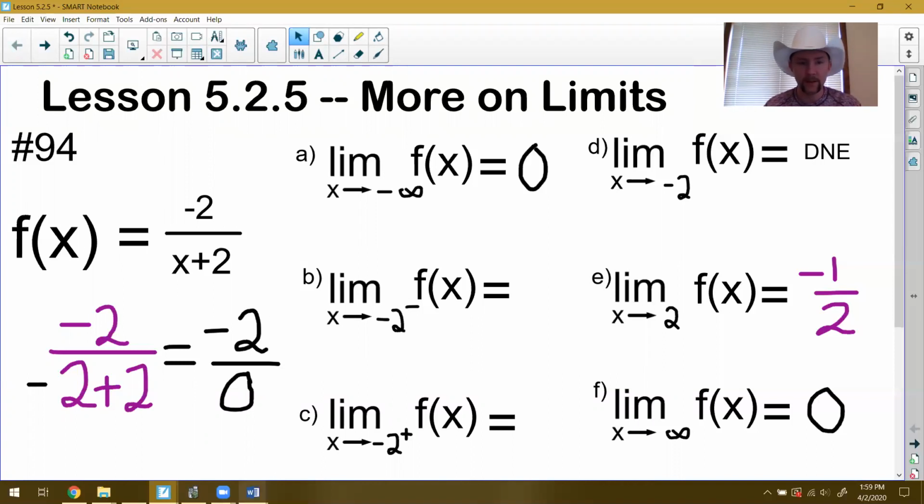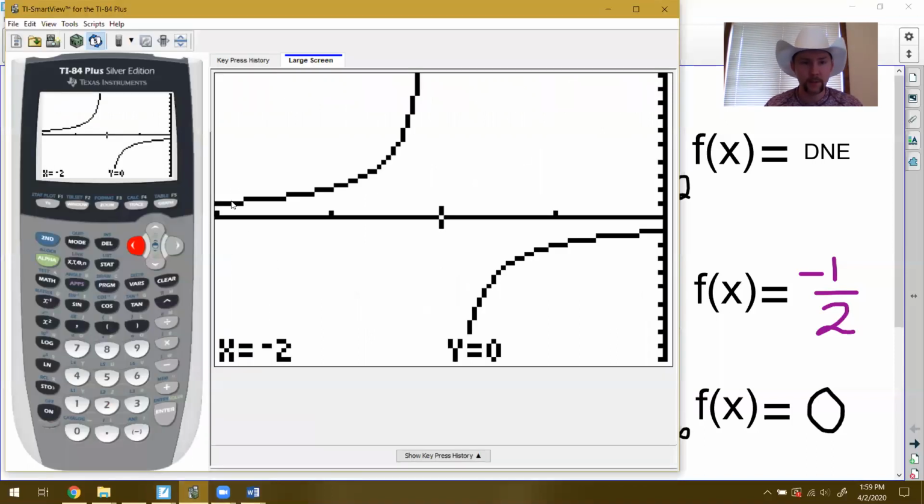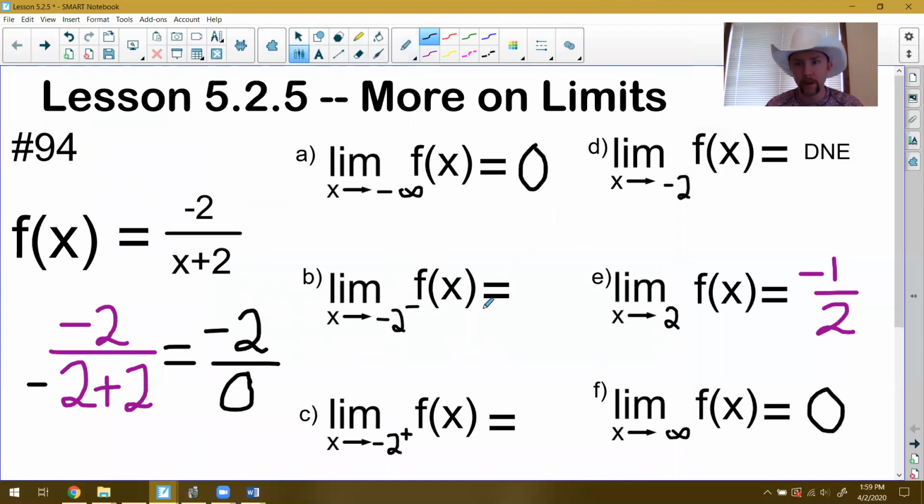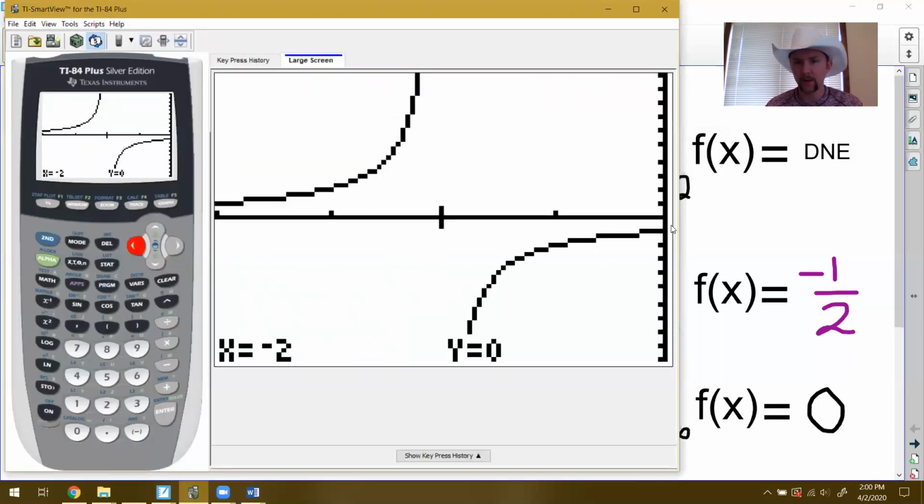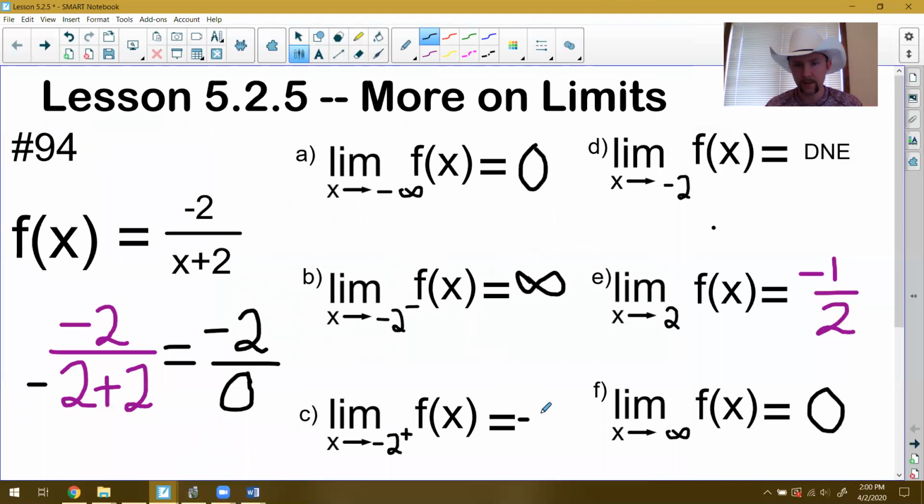So if we go from the negative for letter B, from the negative side would be back here. If I go towards -2 from below, say from -4, and I go along my function, what's happening to my function as I approach -2? Well, it's getting very, very big. It's going up. So from the negative, from below, my function's going to infinity. And from above, if I come from above here, I'm going to -infinity. So this one is -infinity for letter C.